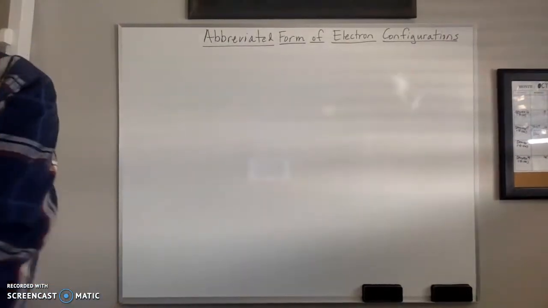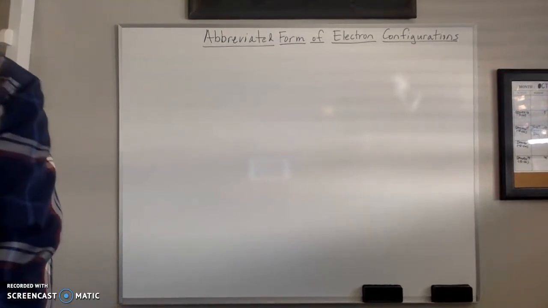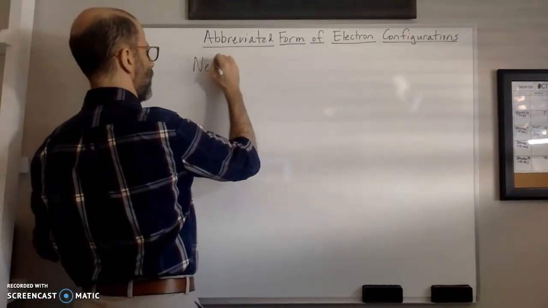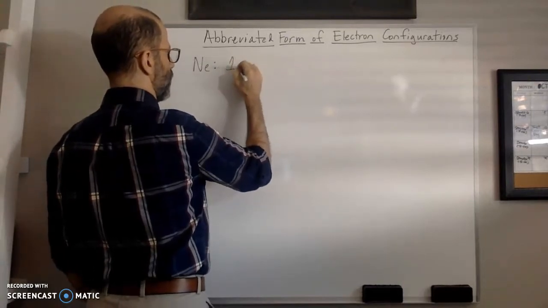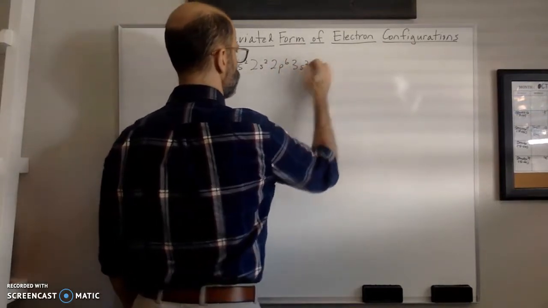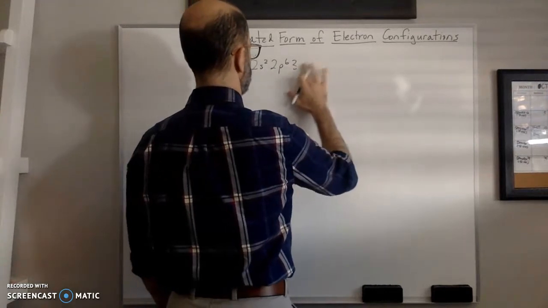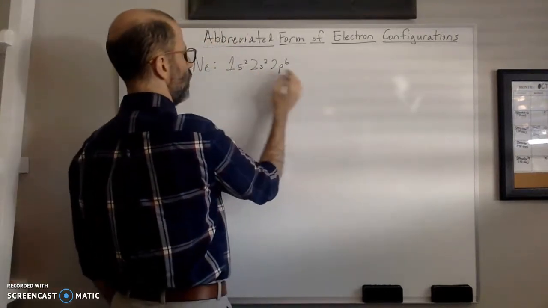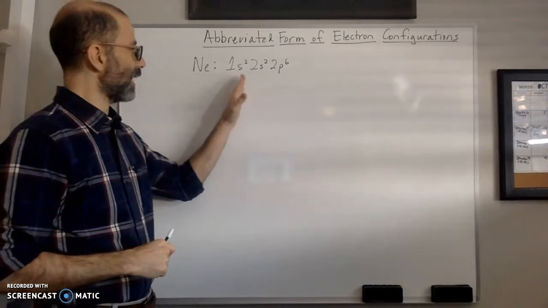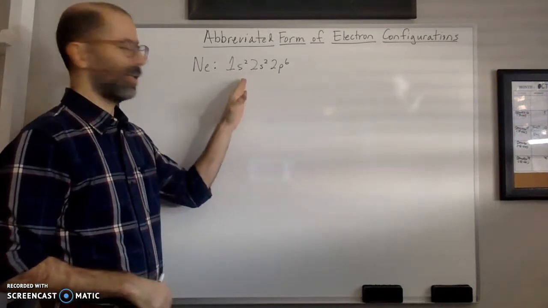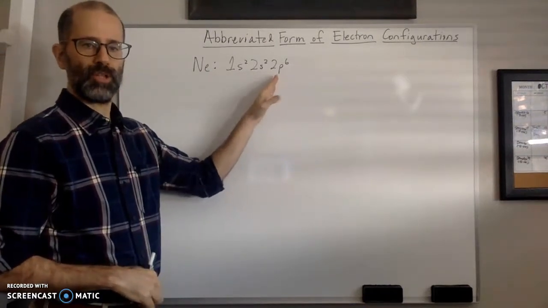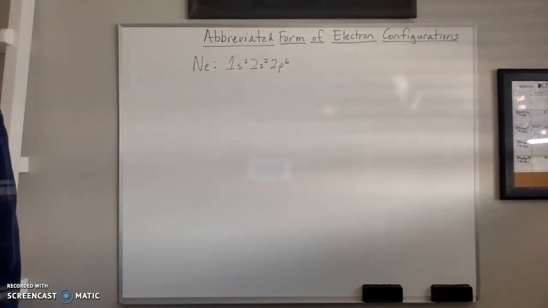If we pick any one, let's do neon. Neon has an electron configuration with 10 electrons. It'll be 1s2, 2s2, 2p6. Okay, so 10 electrons. So this is the electron configuration for neon. And so any element that comes after neon, at least in the third period, is going to have this as its core. So if I go on to the next one, which is sodium.